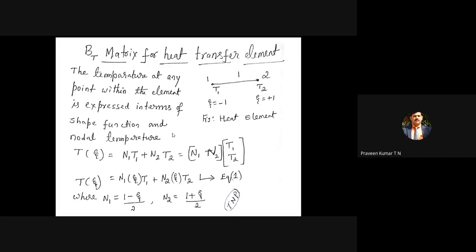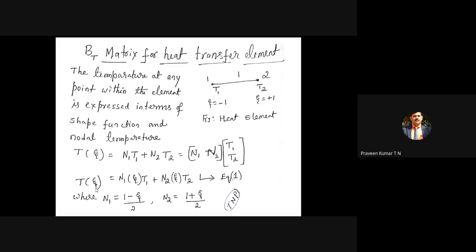N1 is equal to 1 minus xi divided by 2. N1 is a function of xi. N2 is also a function of xi. So temperature at any point within the element is also a function of xi. Here, the midpoint temperature may be different. At the leftmost end, the temperature may be different. On the right side part of the element, temperature may be different.